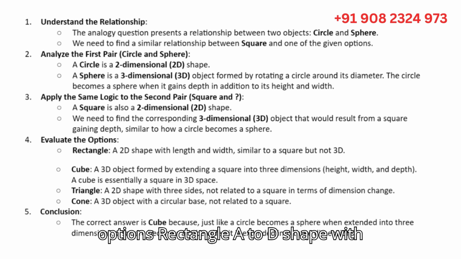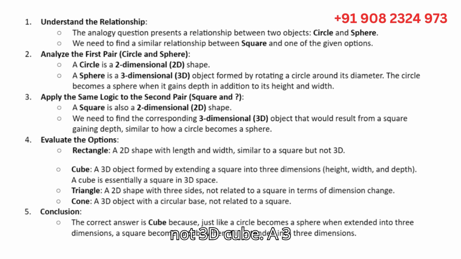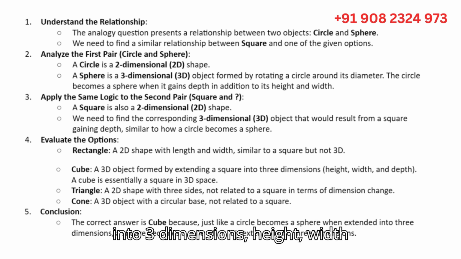Evaluate the options. Rectangle, a 2D shape with length and width similar to a square but not 3D. Cube, a 3D object formed by extending a square into 3 dimensions, height, width, and depth. A cube is essentially a square in 3D space. Triangle, a 2D shape with 3 sides, not related to a square in terms of dimension change. Cone, a 3D object with a circular base, not related to a square.